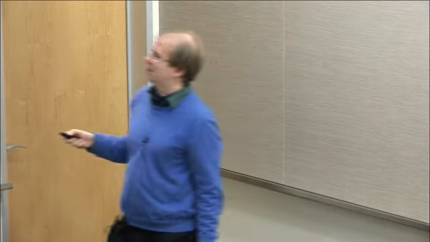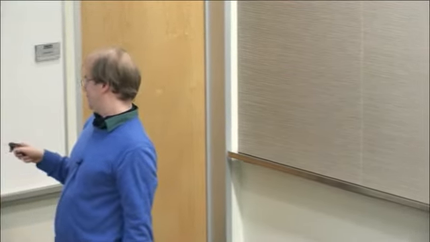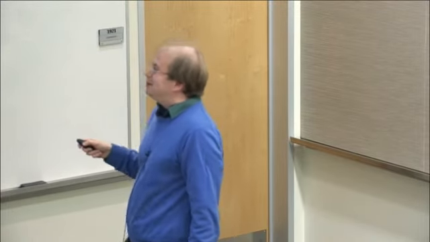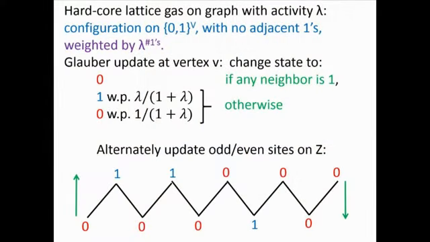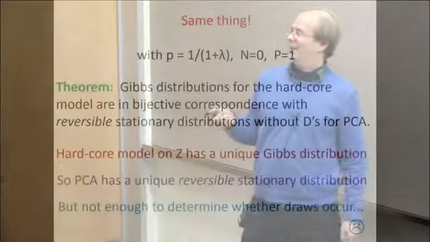So because of this correspondence, it's a fact that Gibbs distributions for the hardcore model on the line are in bijective correspondence with reversible stationary distributions for the probabilistic cellular automaton with no Ds. And it is reversible because this picture is reversible. I won't go into the proof of the theorem, but one can prove that.